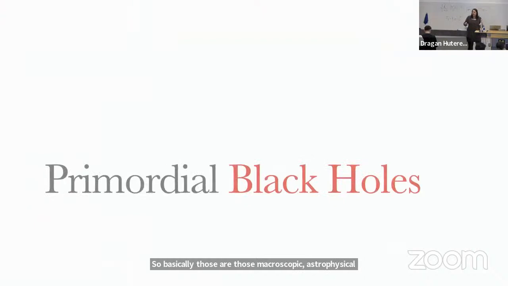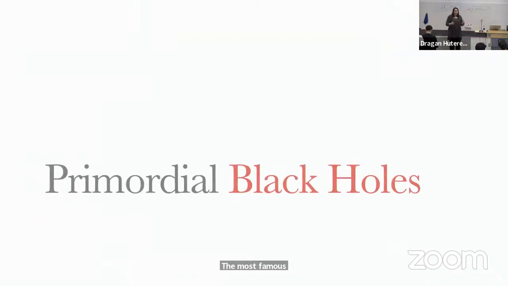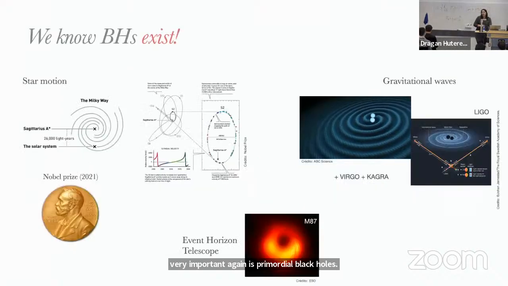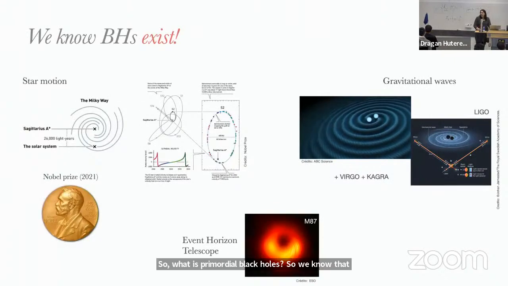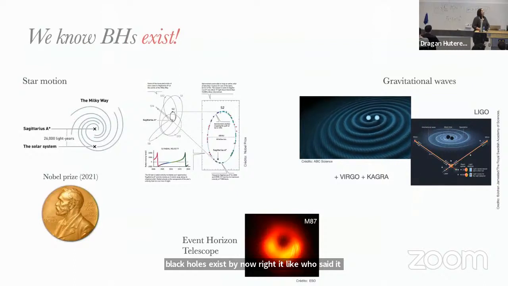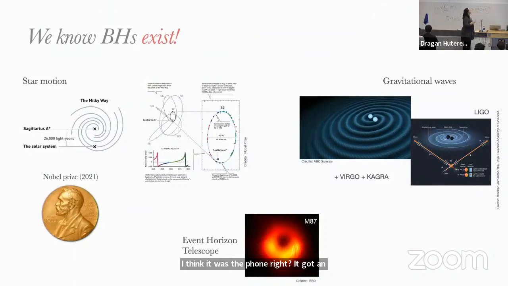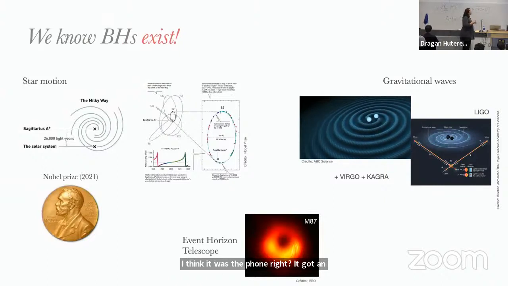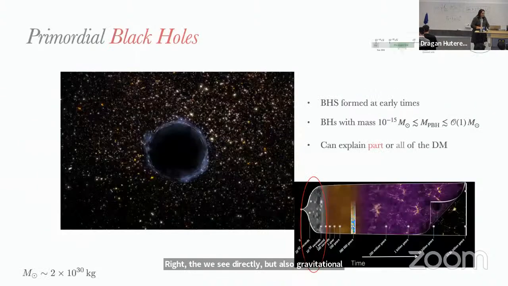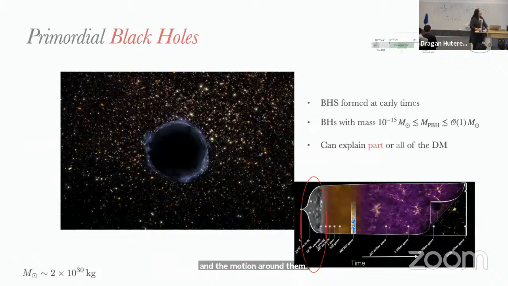The most famous example of them, and it is a topic that has been growing a lot lately, that has become very important again, is primordial black holes. So what are primordial black holes? We know that black holes exist by now, right? Like, who said it yesterday, that if you got a Nobel Prize, it exists? I think it was Le Bon, right? It got a Nobel Prize, so it exists. But the reason why we think there are black holes is many different evidences. We see them directly, but also gravitational waves and the motion around them. But could it be primordial black holes? What I mean by primordial black holes are black holes formed in the earlier times of our universe, maybe during inflation or right after inflation or in other early universe scenarios.